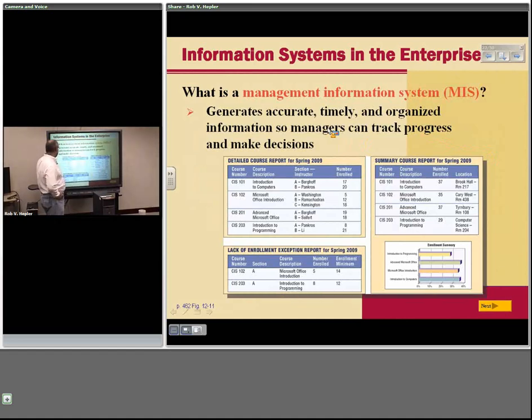MIS, this is the information system that allows you to do the decision making. Nothing big here. You can see this is at a university, and there's different kinds of reports. It's the detailed report, summary report, exception report. Those are some of the things you see, and this, of course, is a graphic version. But you'll see those kind of things.